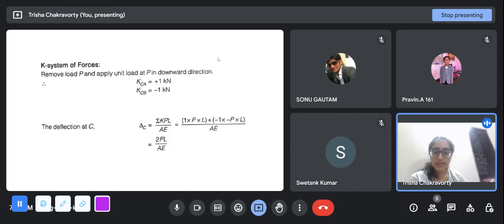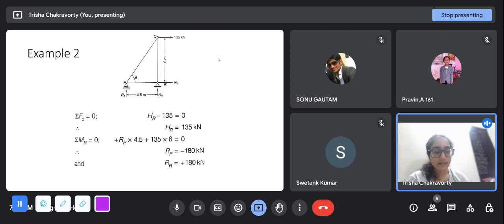Okay, so this was a simple example. We move to the second example. This is a three-member truss. Here they are solving the reactions first. This is RP, this is RR, and this is HR. This is a hinge and this is a roller support.